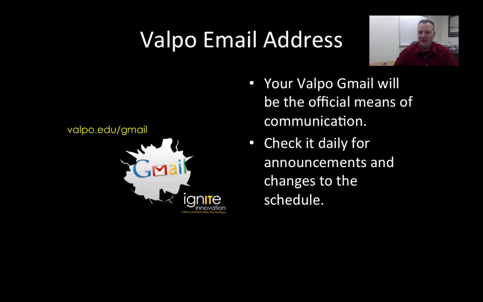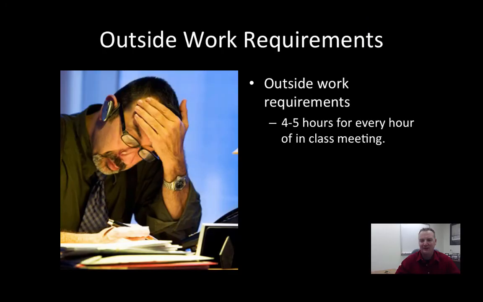Your Valpo email address is your official means of communication, so check it daily to make sure there's no changes to the course schedule or class cancellations, anything like that. I will also make announcements that way when I'm done grading and things like that. What most students don't realize is that outside work requirements for every credit hour usually require 4 to 5 hours for every hour of class meeting. So since it might be a 3 credit hour class, you can expect to spend up to 15 hours a week for this class working on outside class requirements and projects.